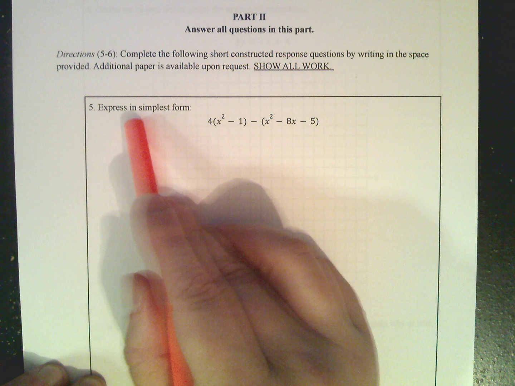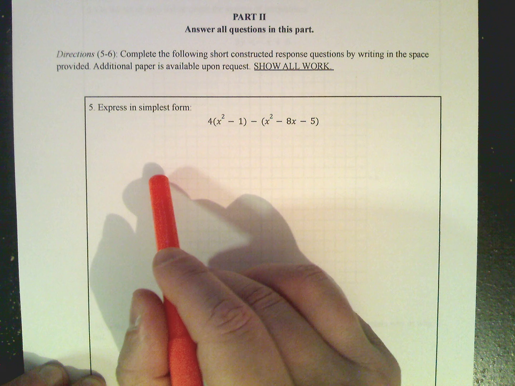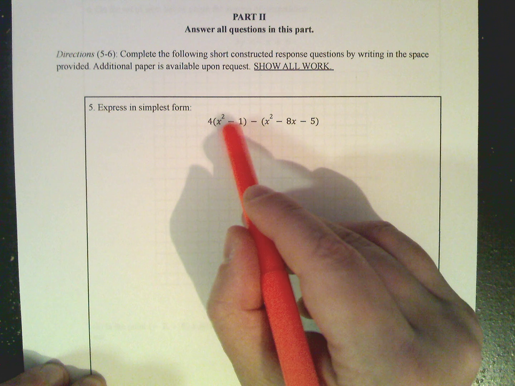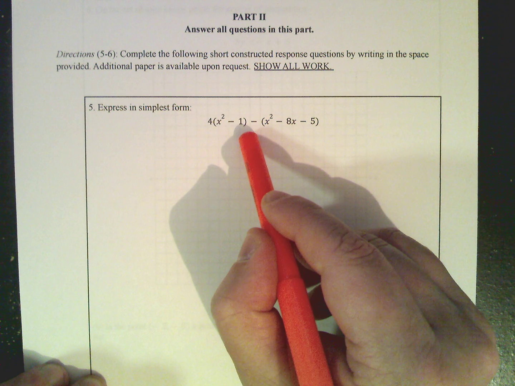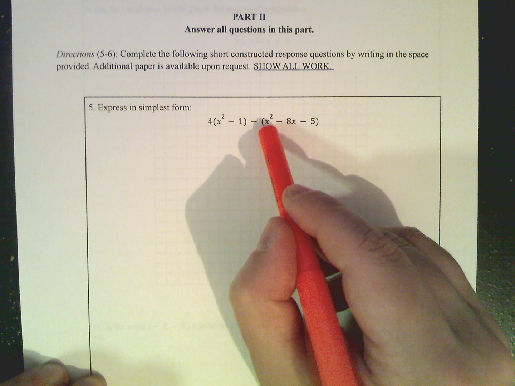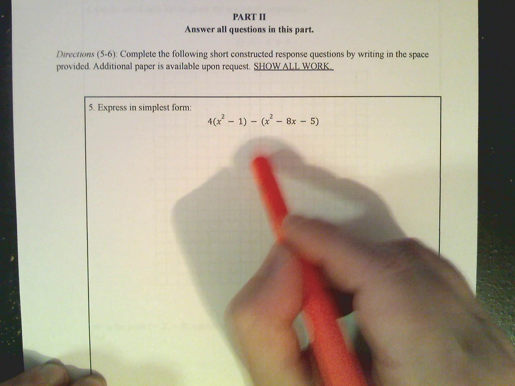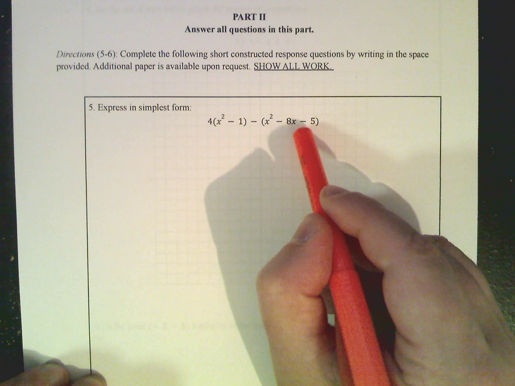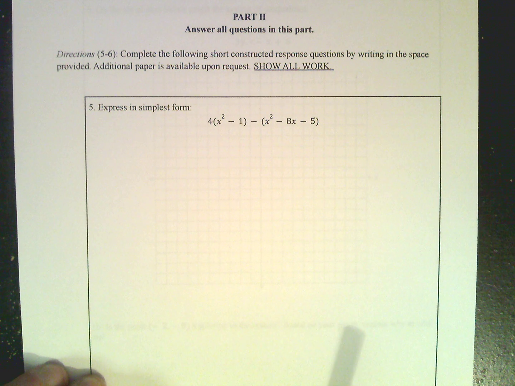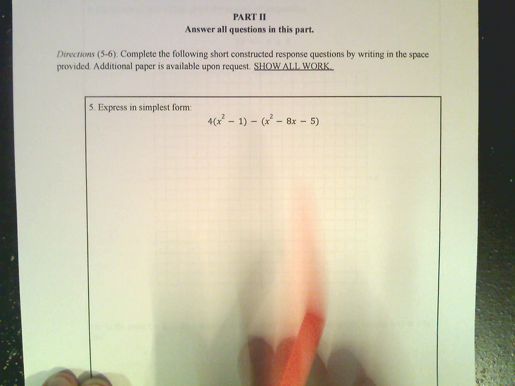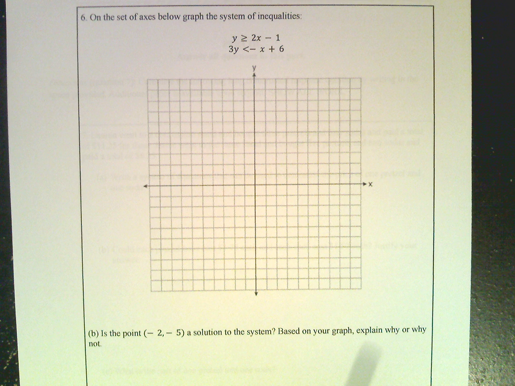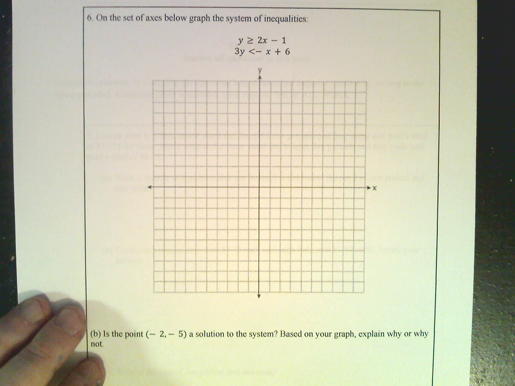Express in simplest form. 4, parentheses, x squared minus 1, close parentheses, minus x, open parentheses, x squared minus 8x minus 5, close parentheses. Express in simplest form. Show your work here. Moving on to question 6.